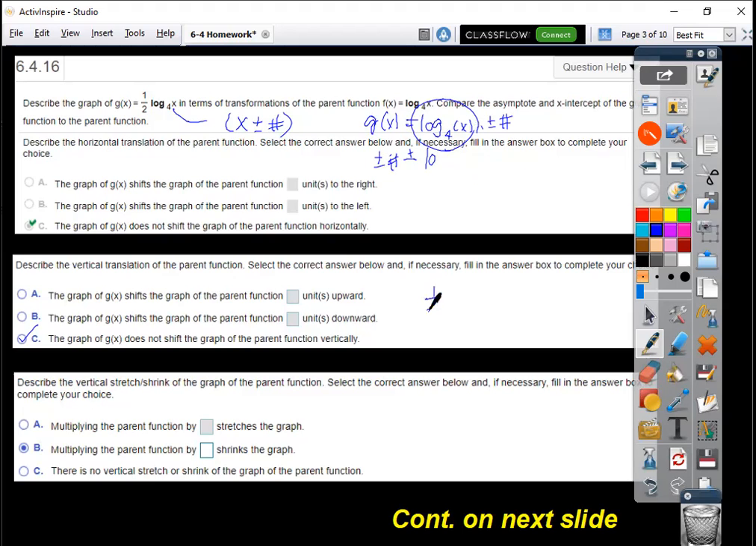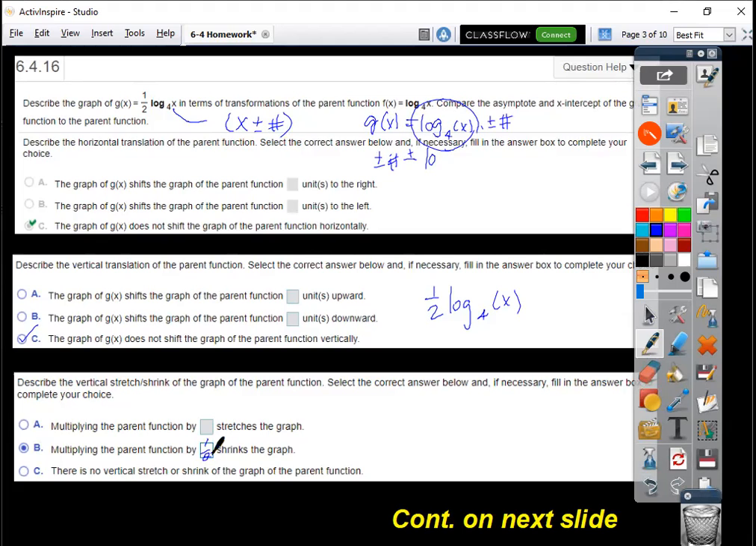The third one here is a vertical stretch and shrink, and that's what we have here. The 1/2 in front of the log is your vertical stretch and compress. If that was a number greater than 1, then it would be a stretch. Since it's a half, it's actually going to shrink it. So multiplying the parent graph, describe the vertical stretch slash shrink of the graph of the parent function and select the correct answer below. It's going to be a shrink because of the half, and so it shrinks by 1/2.